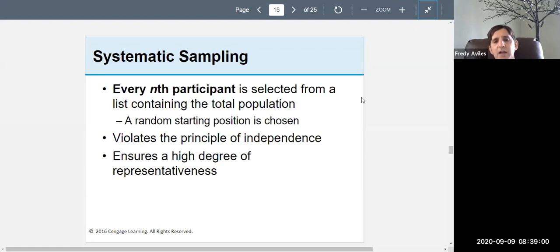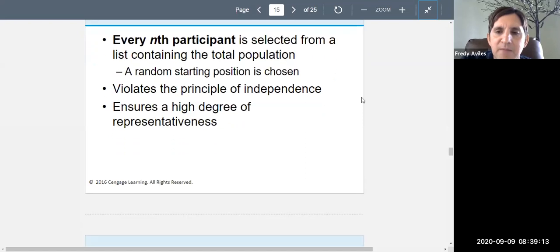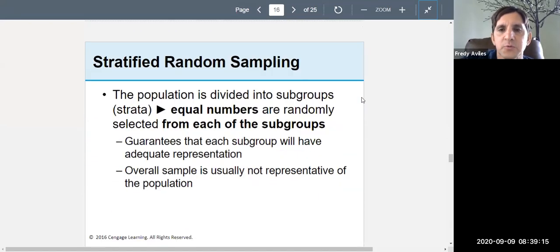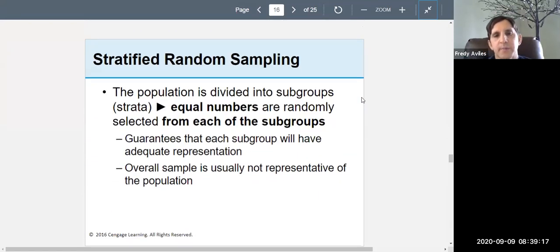But it does ensure a high degree of representativeness. Okay, you select every 13th person. Every 13th person is going to be in the sample. Chances are you're going to get a variety of people in that sample. So it increases the odds of obtaining a non-biased sample, but it violates some of the rules of probability sampling.